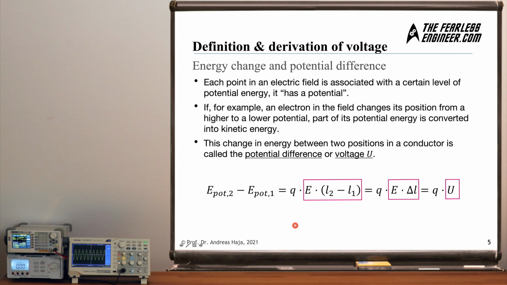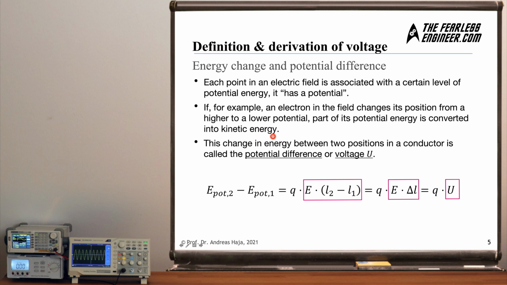Now what we can do is say that each point in an electric field is associated with a certain level of potential energy. So the apple hanging at 4 meters has a higher potential energy than the apple at 2 meters. The charge carrier which just has left the positive terminal of the battery has a higher potential energy than the one just arriving at the negative terminal. It has a potential. And if, for example, an electron in the field changes its position from a higher to a lower potential, then part of this potential energy, because energy is never lost but only transformed, is converted into kinetic energy.